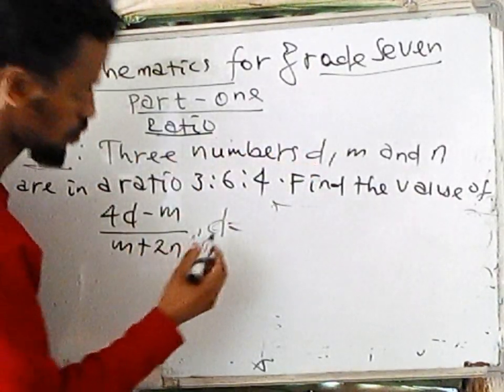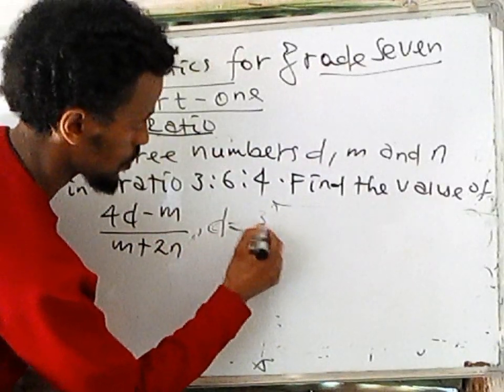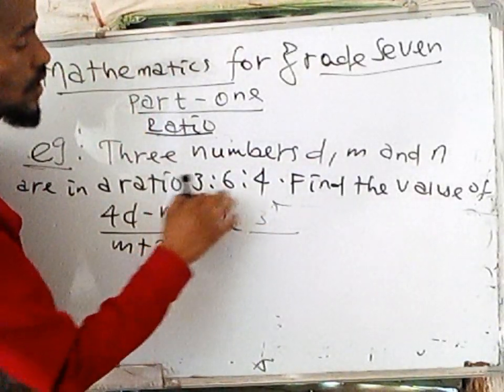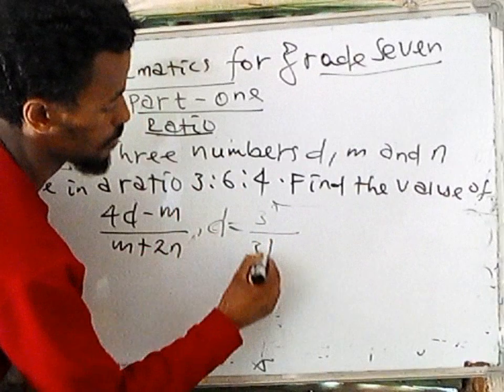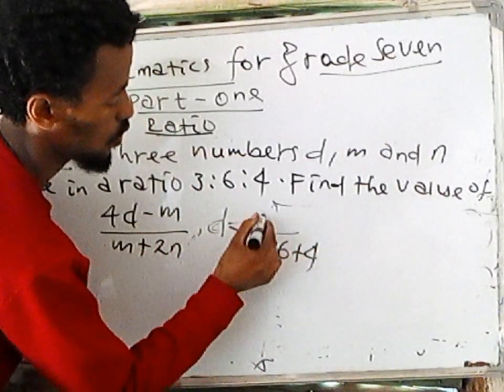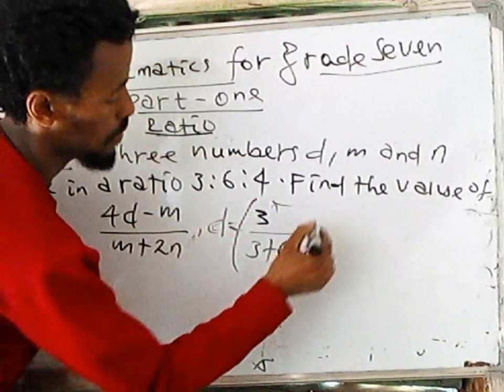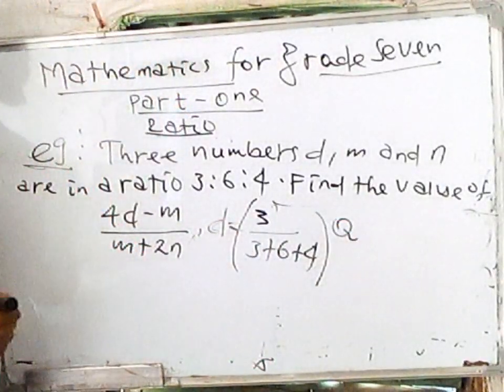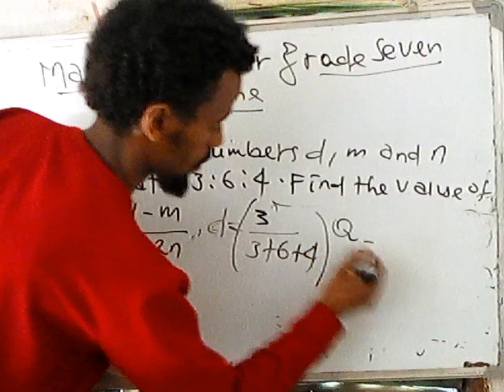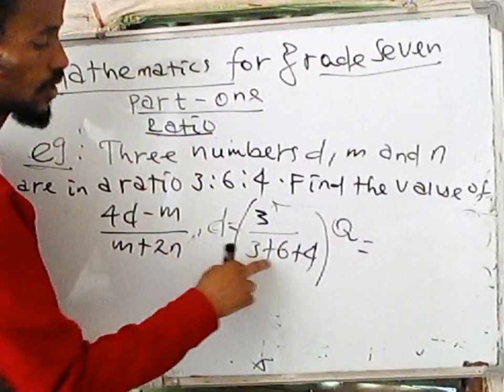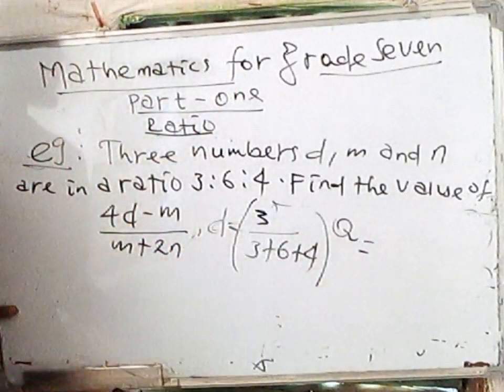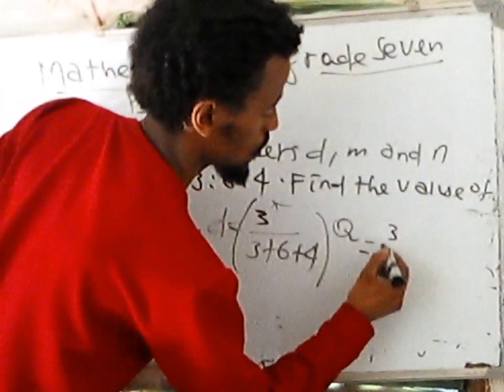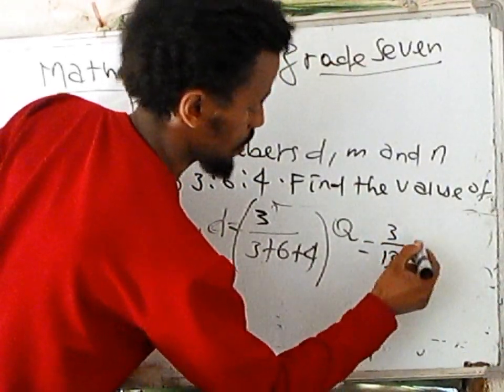D is equal to 3 over the summation of parts, 3 plus 6 plus 4, multiplied by the total quantity Q. The next, 3 over 3 plus 6 plus 4, that is 3 over 13 times Q.